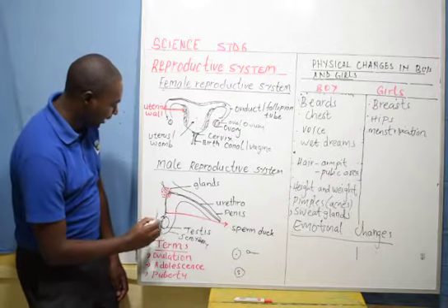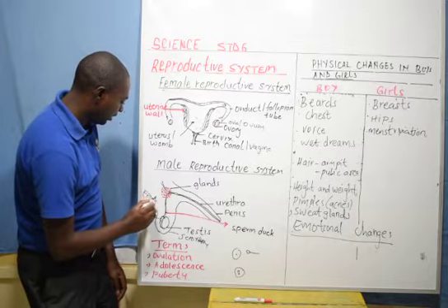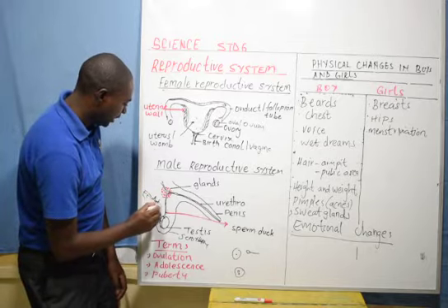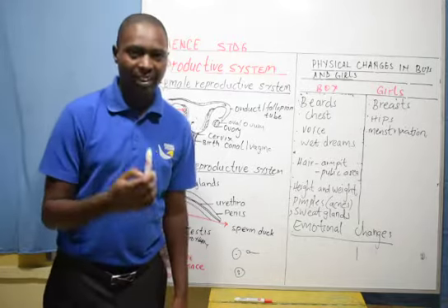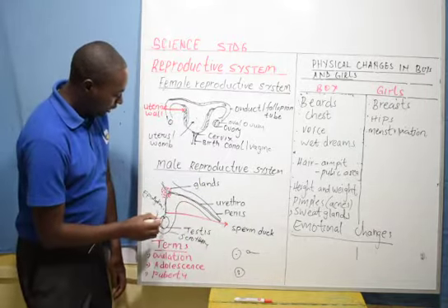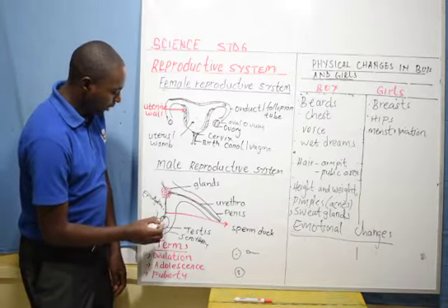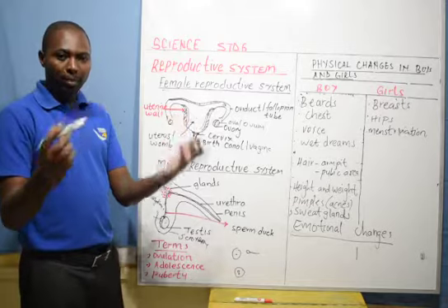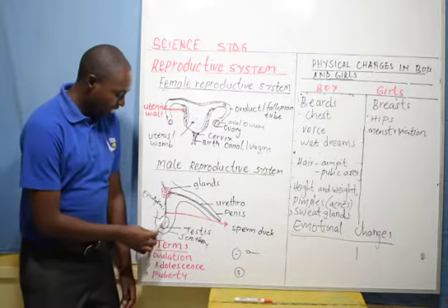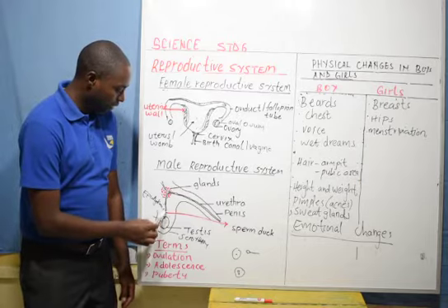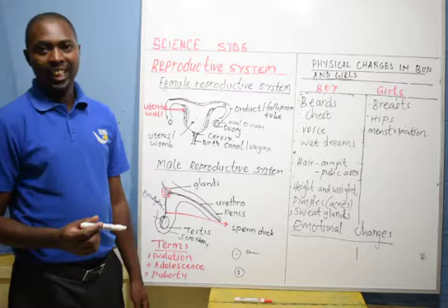This part is known as the epididymis. This is the part that stores the sperms immediately they are produced. The testis comprises millions of immature sperms. The moment they mature, they are stored in the epididymis. Then during sexual intercourse, they are released and pass through this tube known as the sperm duct.